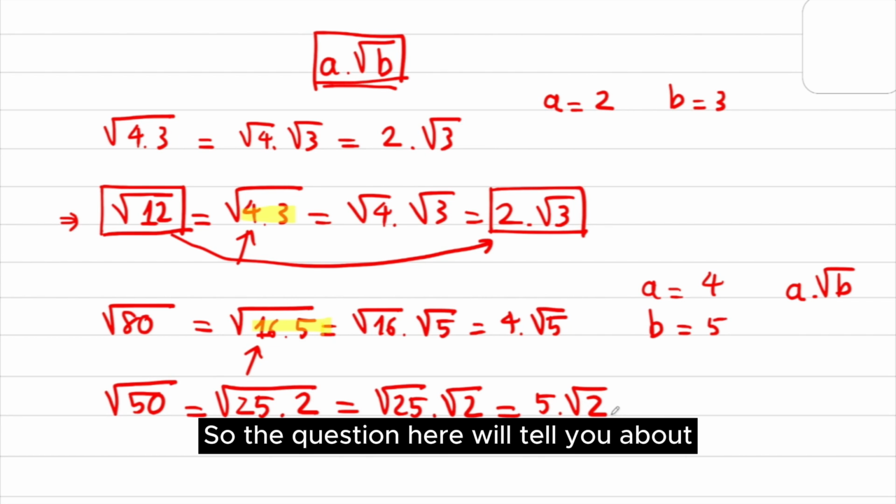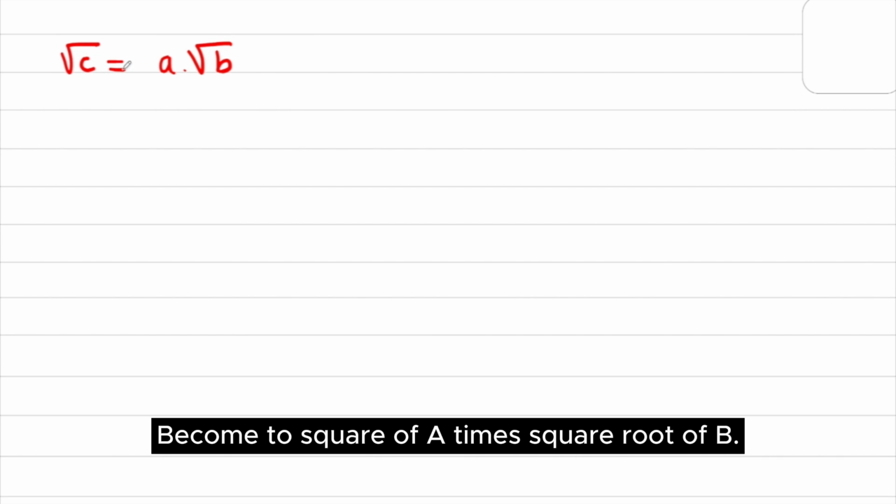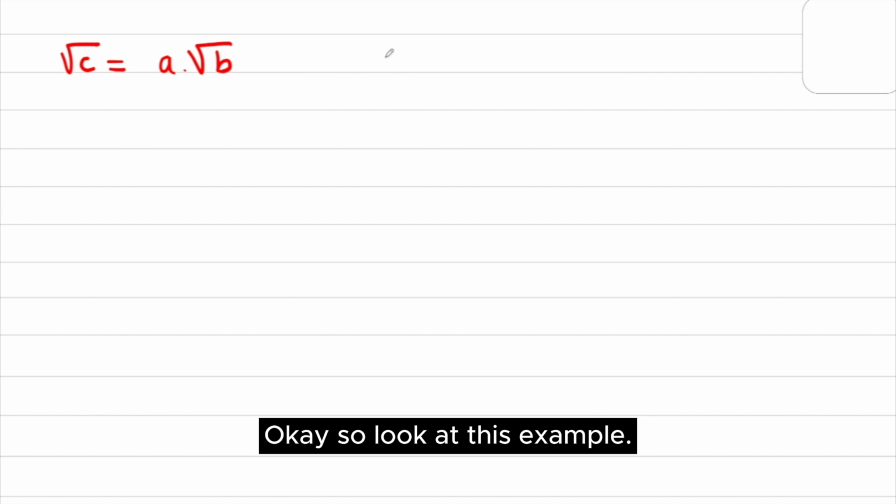So the question here will tell you how to change from square root of c to a times square root of b. Okay, so look at this.